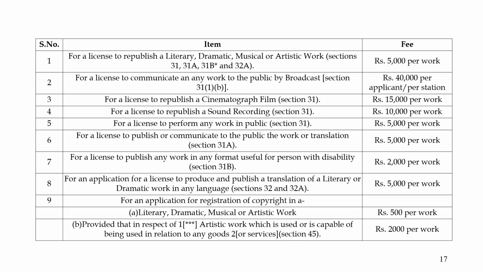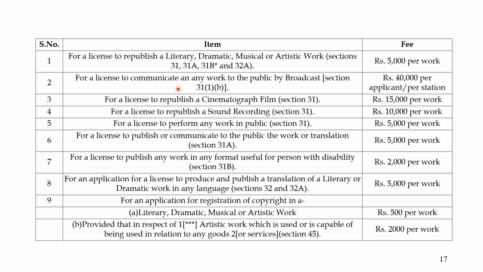The present slide shows the detailed fee structure for copyrights. For an application for registration of a copyright in respect of literary, dramatic, musical or artistic work, 500 rupees per work. For artistic work, if it relates to goods or services, then it is 2000 rupees per work. For a license to republish a cinematograph film, 15,000 per work.